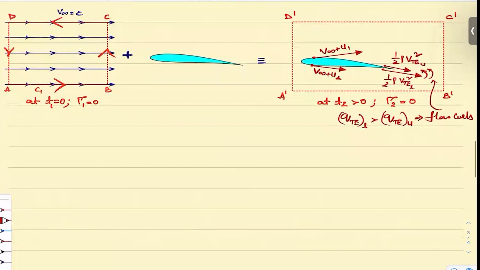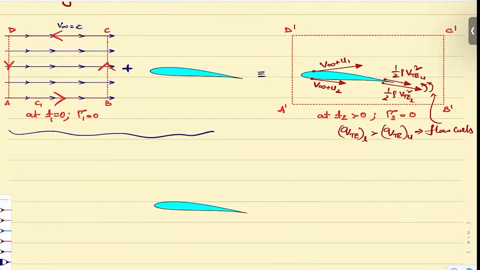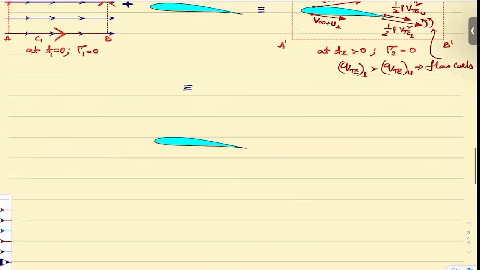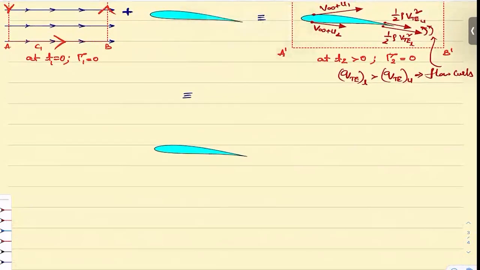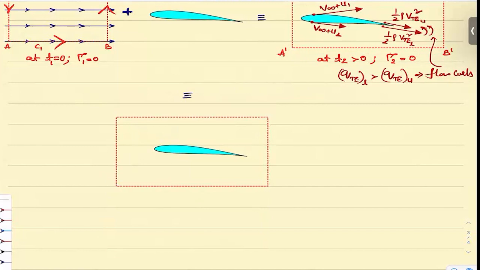So here the flow is curling. Then it results in this entire thing. If you observe, the superimposition of this is equivalent to this. The equivalent of that I'm drawing here. So what I'm doing is taking that same body here, and instead of showing velocities around it, I'm just going to show A prime, B prime, C prime, D prime.